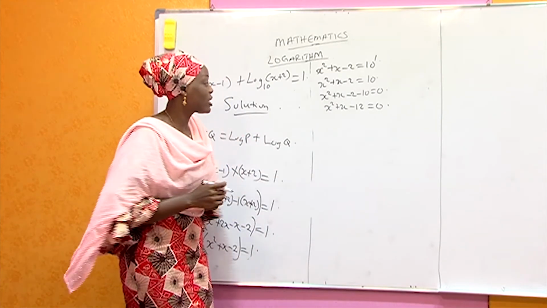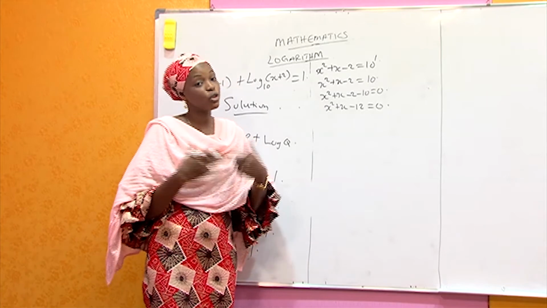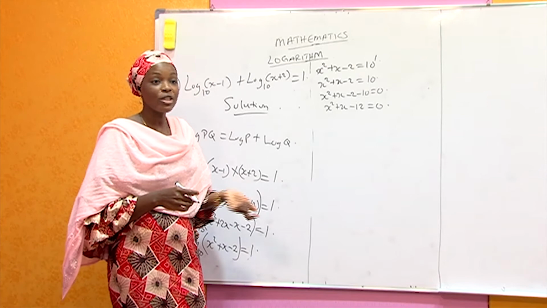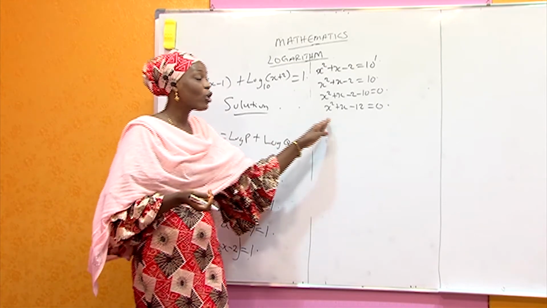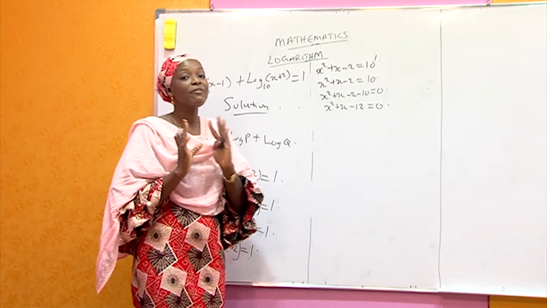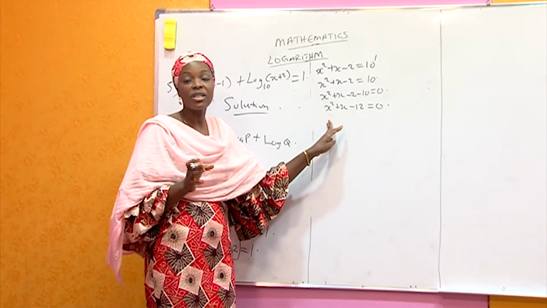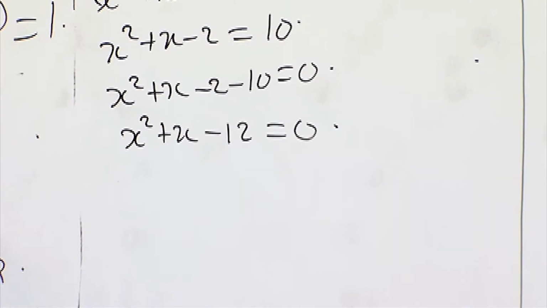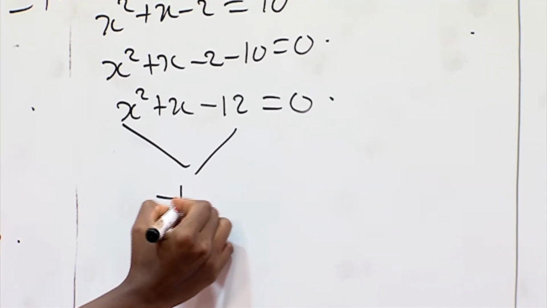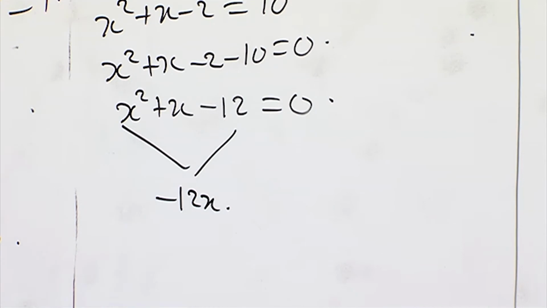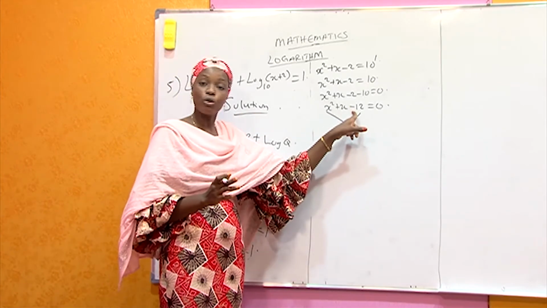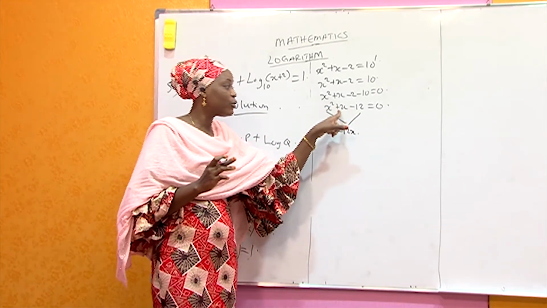When you have a quadratic equation, we have different methods of solving. Either you use completing the square, the formula method, the factorization method, or the graphical method. But because of time, the factorization method is very fast, so I'm going to be using factorization to solve. How do we factorize this? You pick the first and the last term, which is minus 12x squared. You multiply the two of them and get the factors of minus 12. The factors you are looking for are the ones that when you multiply, should give you minus 12, and when you add or subtract, should give you plus 1.